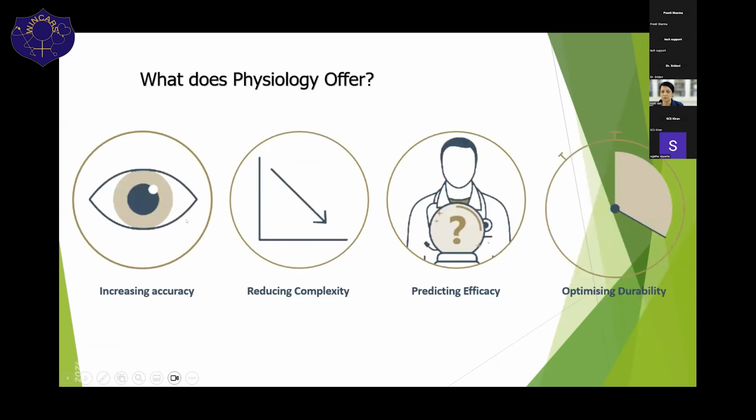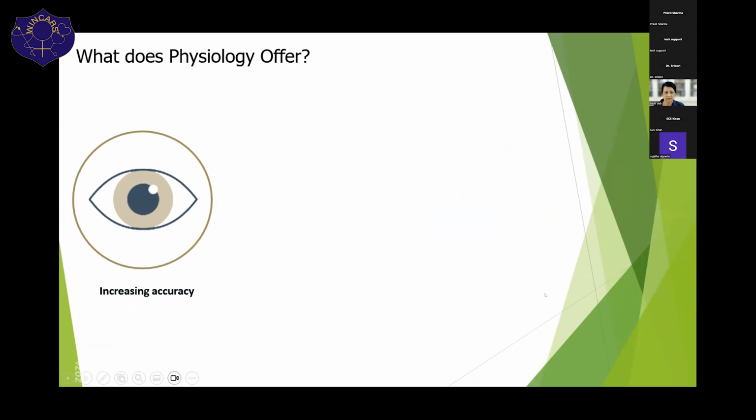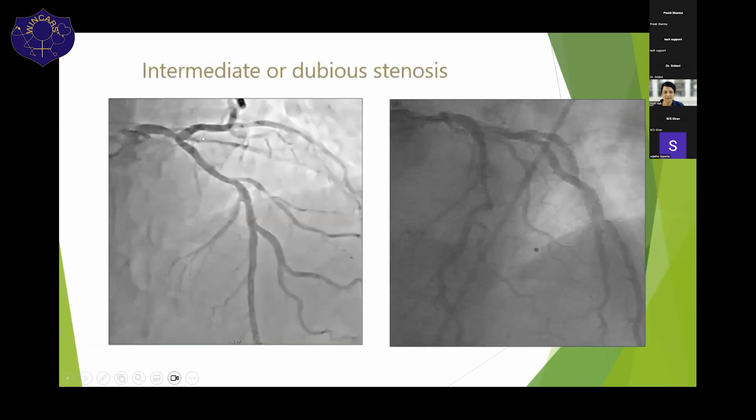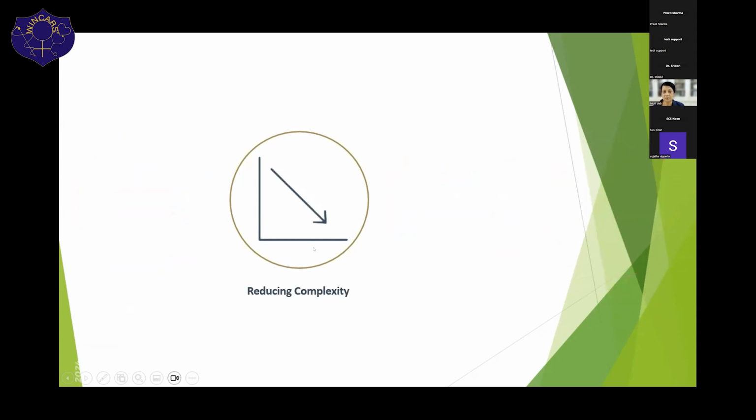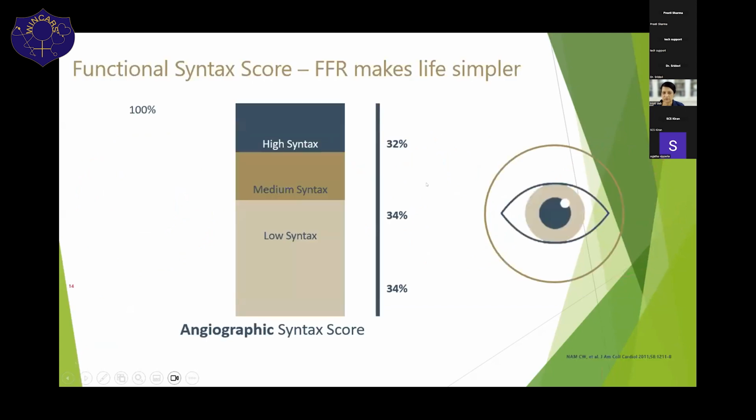This is how we can improve the accuracy, reduce the complexity, predict the efficacy and optimize the durability. This is what comes through all these techniques which we are going to use in future, and presently also we are using. So how do we increase the accuracy? In borderline, intermediate, doubtful cases, how the FFR and the microcatheters would reduce the complexity and make a better position for the future.